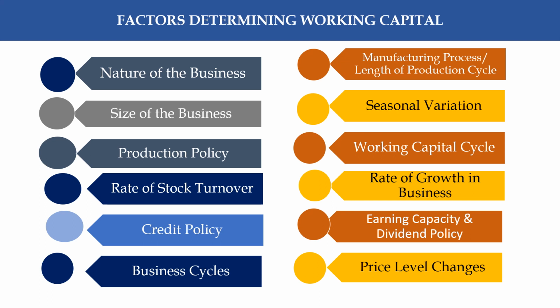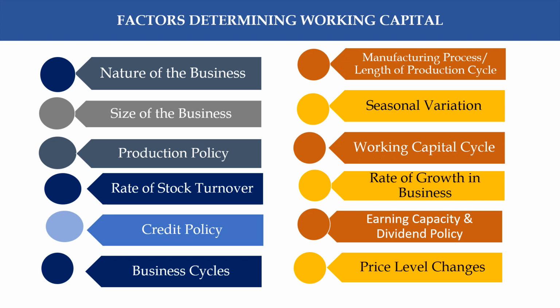Next one is credit policy. If the credit policy of the concern is to buy goods on credit basis and sell its products on cash basis, it needs less amount of working capital. On the other hand, if its policy is to procure goods for cash and sell goods on credit basis, it needs more amount of working capital.